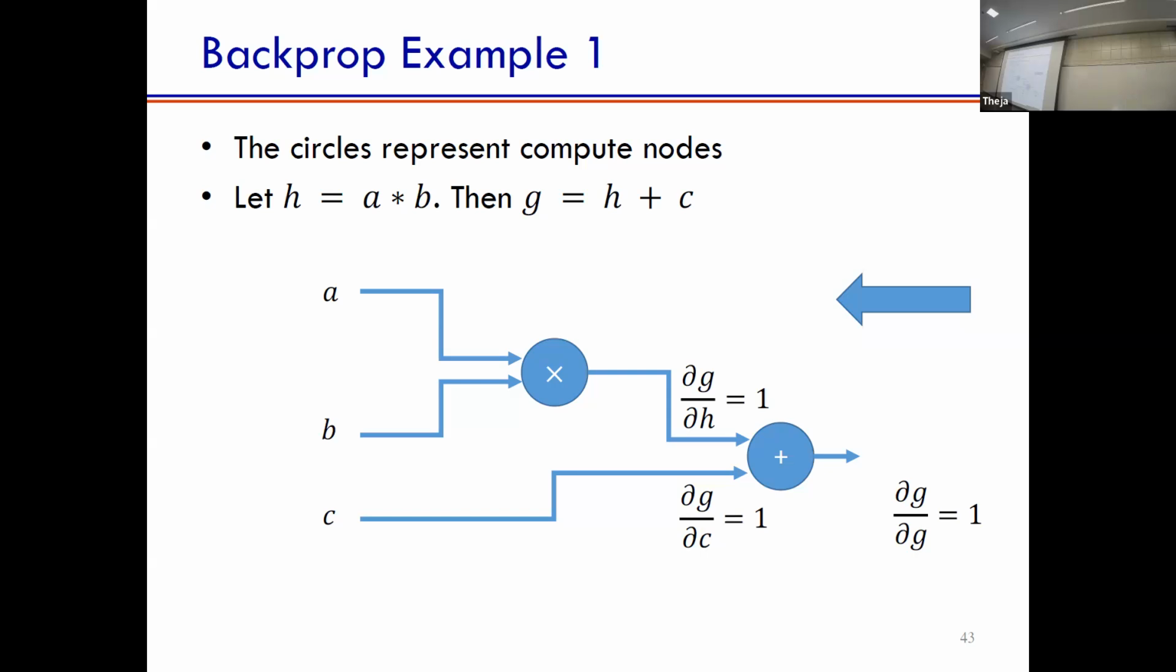Let's start with the base case, just for simplicity. The partial derivative of G with respect to itself is 1. So you can think of this as the incoming gradient. Local gradients are 1 and 1. So the gradients getting passed back are just 1 on each path.